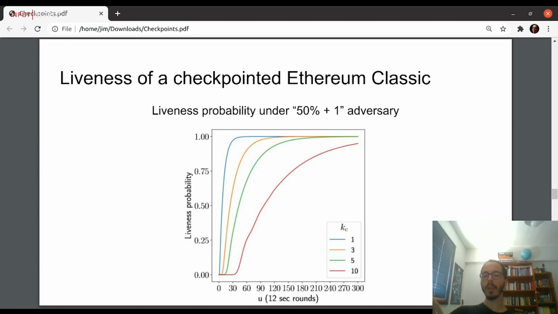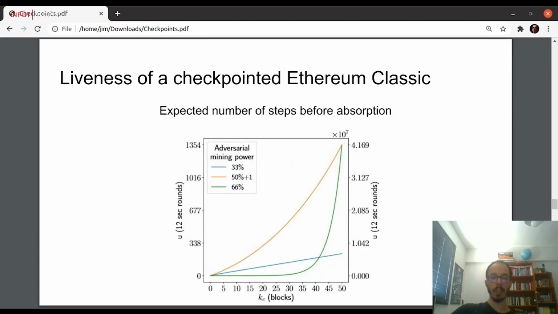But if we have a 51% adversary, then if, for example, we checkpoint every block, after 30 rounds, which is roughly 6 minutes, we have a probability of almost 1 to be checkpointed to ensure liveness for a transaction. Now, of course, as the checkpoint interval increases, the performance drops. The liveness can be guaranteed at a later point in time, as you can see in the graph.